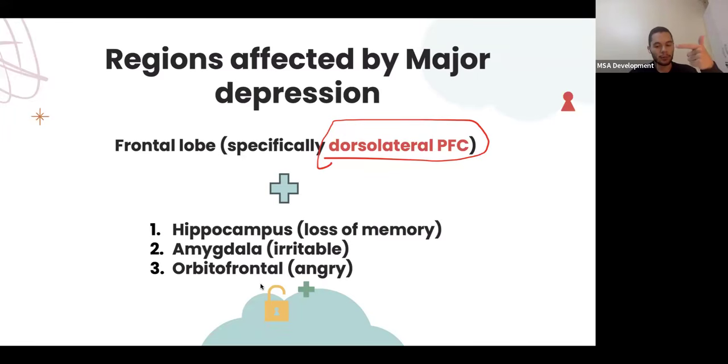If they have low dopamine, what will they suffer from? Procrastination, no motivation. Perfect. And for norepinephrine, what would happen? If you remember the diagram we showed, one side was stressed, and on this side, low energy.